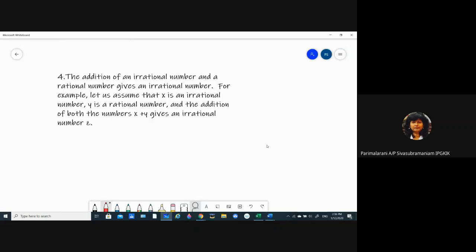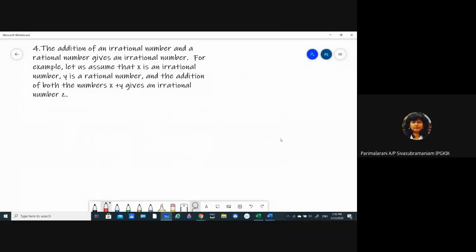The second property is regarding addition. The addition of an irrational number and a rational number gives us an irrational number. That means when you add an irrational number with a rational number, you get an irrational number. So for example, if x is an irrational number and y is a rational number, the addition of both the numbers, x plus y, is an irrational number. Let's look at some examples.